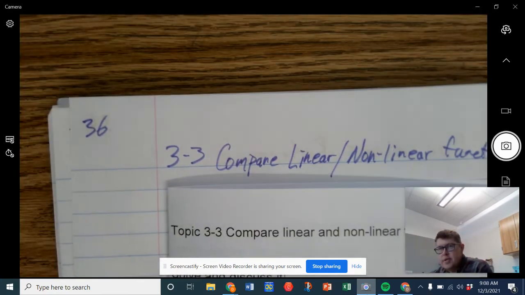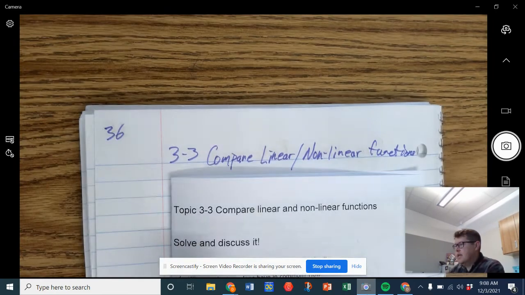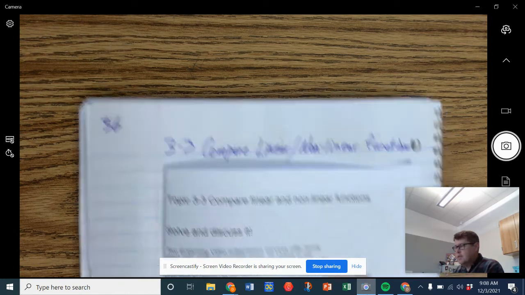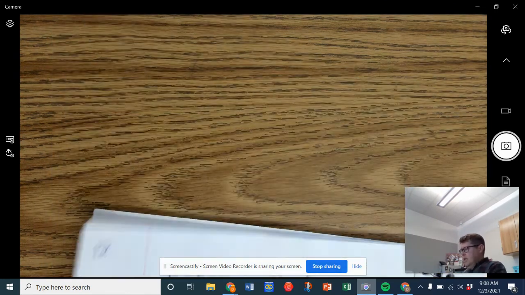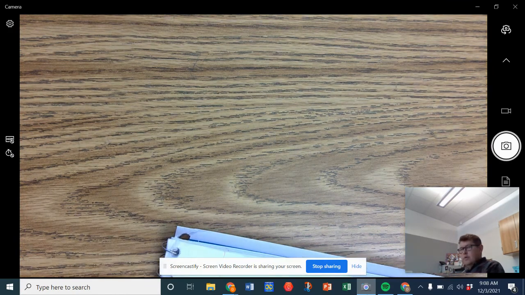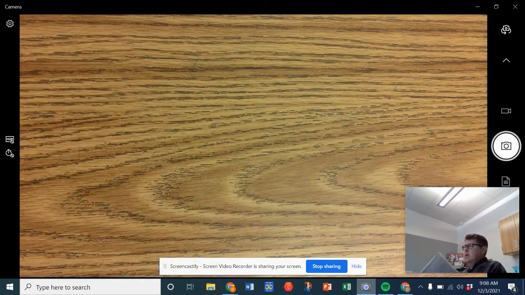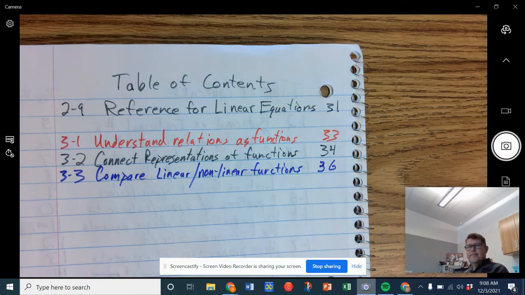So put it in your notebook. For me, it's on page 36. I titled it Compare Linear and Nonlinear Functions. You don't need to title it on here, but I would like you to title it in the table of contents right there.